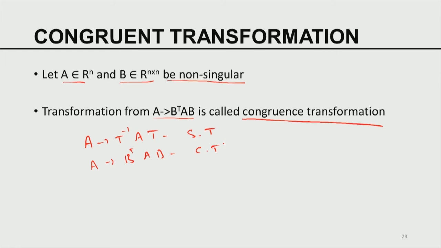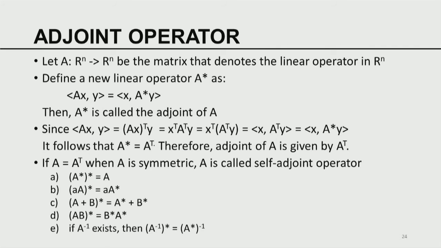Congruence transformation. These are two transformations of matrices that occur very naturally in linear algebra. The reason we are talking about congruent transformation and similarity transformation is that these are special cases of linear transformation. Now, I am going to define yet another concept called the adjoint operator.